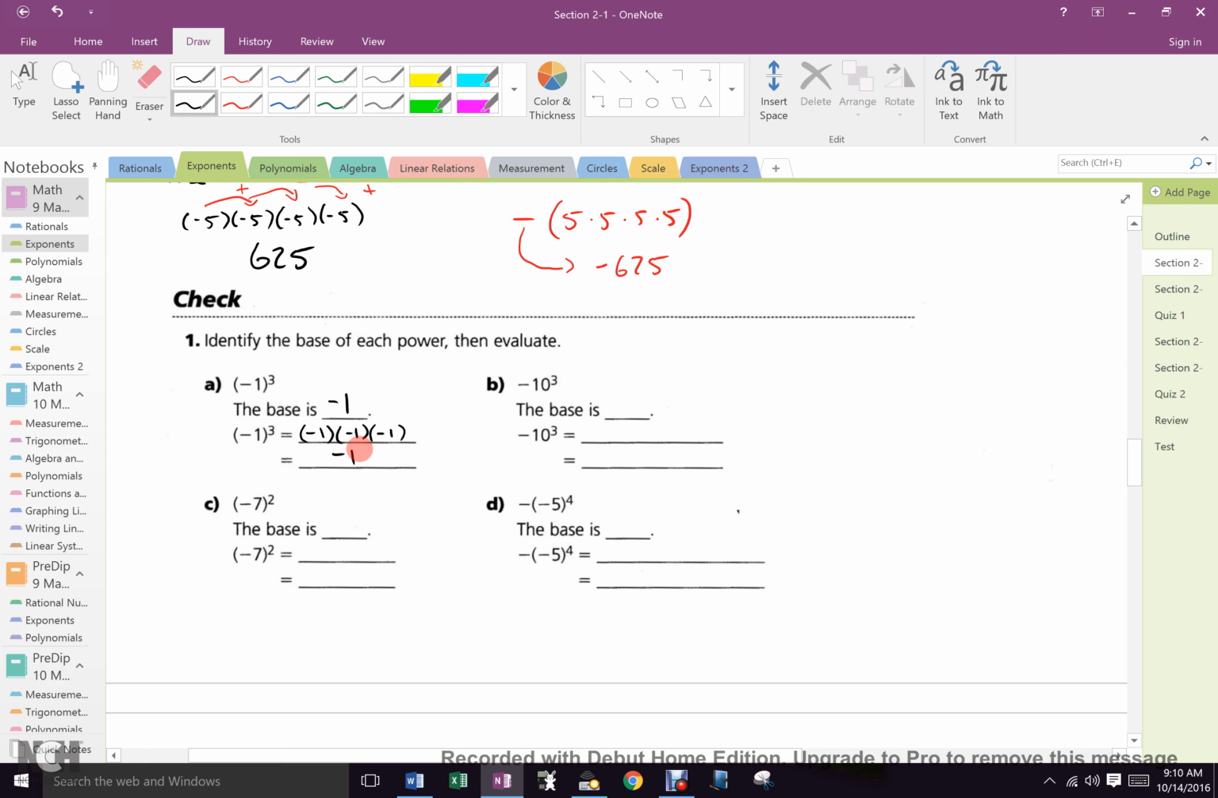All right. Now have a look at B. What's the base? 10. No negative. So what is being repeated 3 times? Just the 10 or the negative? Just the 10. So 10 times 10 times 10, which is what? 1,000.